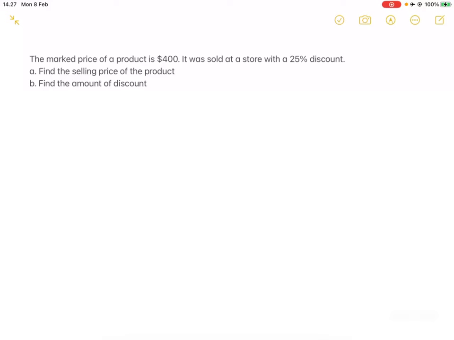So you can just use the formula that I generalized before and then solve for the unknown. However, I'm not going to do that. It will be pretty complicated and time consuming. So I'll just do this the simple way. So find the selling price of the product.